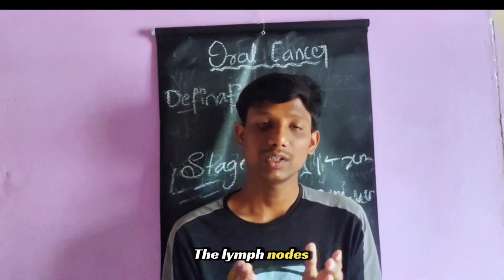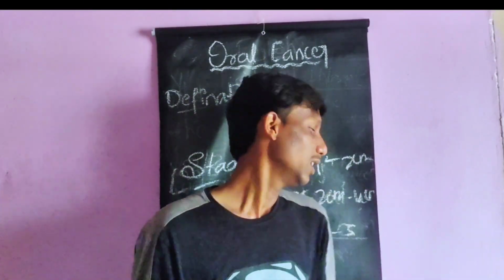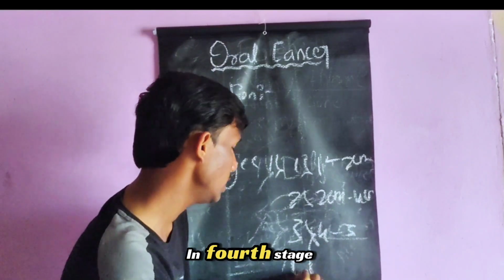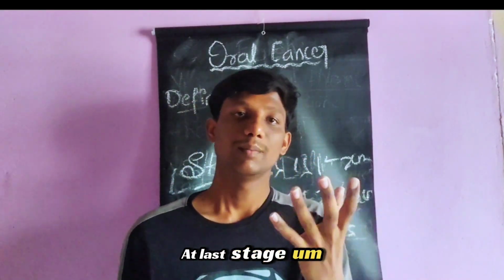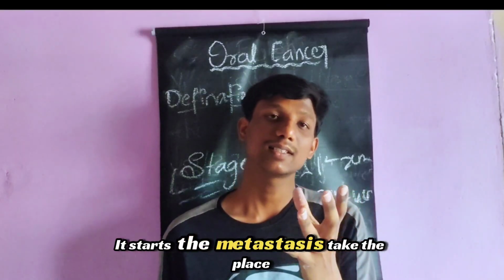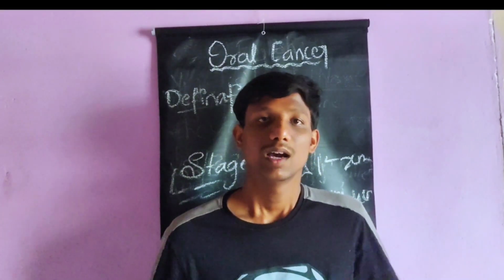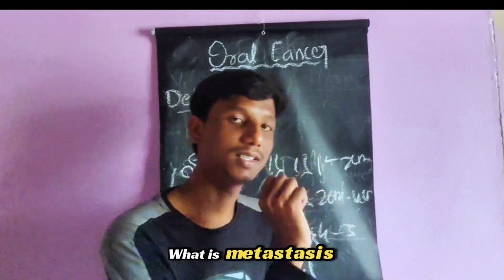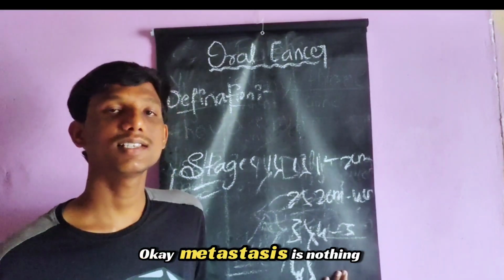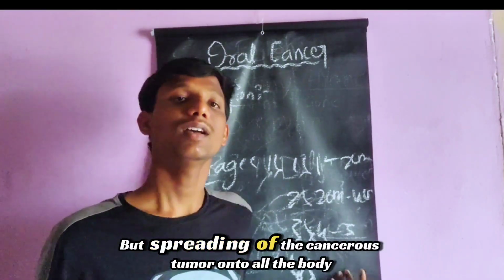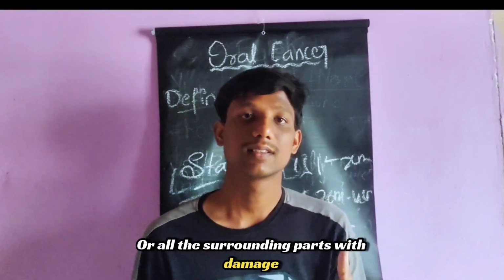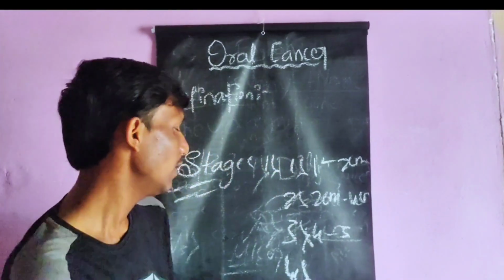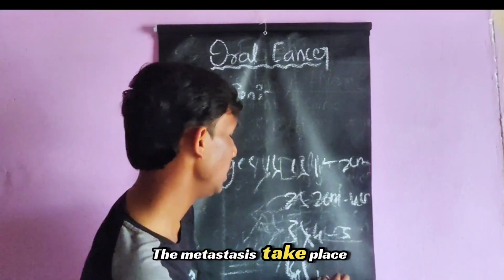The lymph nodes and tissues start getting damaged, as you have learned in the 4 stages in chemotherapy. At the last stage, metastasis takes place. One question rises here: what is metastasis? Metastasis is nothing but the spreading of the cancerous tumor to the whole body or all the surrounding parts, with damage. That is called metastasis. At stage 4, the metastasis takes place.